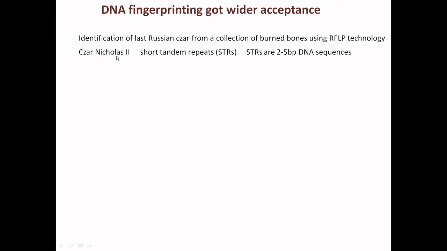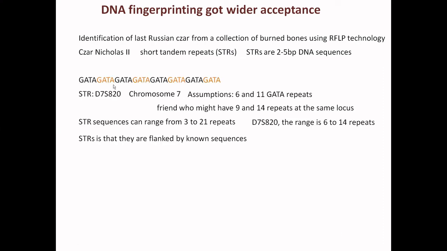It is the Tsar Nicholas II. Short tandem repeats, STRs, are 2 to 5 base pair DNA repeats. Before we have seen it is 1 to 7. So it can most probably be 2 to 5, but the range can go up to 7. So this is one of the STRs. This is the repeat of the 4 GATA, and there are 1, 2, 3, 4, 5, 6, 7, 8.